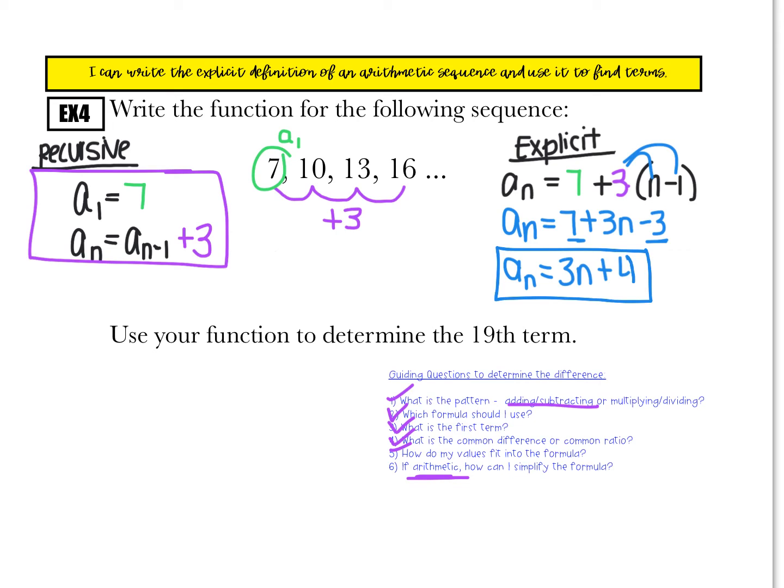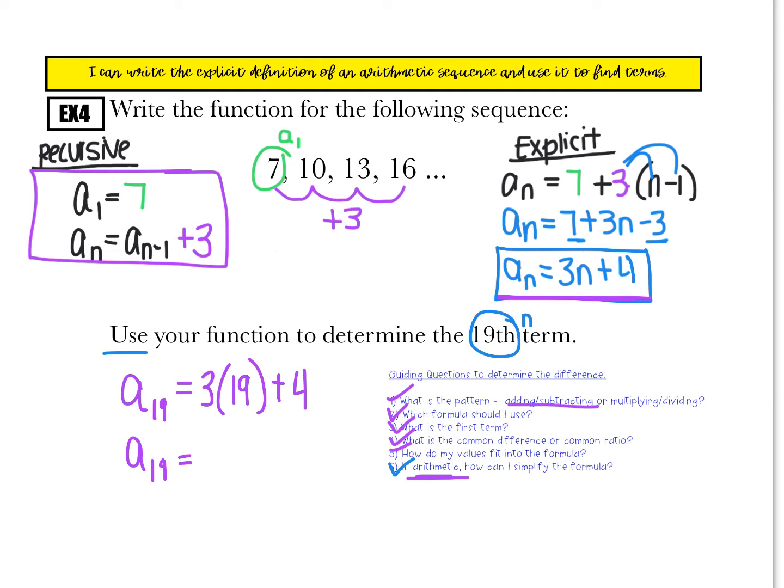So I have written both of my formulas, I've simplified, and now the last thing I need to do is use your function to find the 19th term. So 19th term is the position, so that is the n value. So it's going to be easier to use my explicit. So I'm going to say a sub 19. So all that's saying is the term value when the position is 19 is going to be 3 times 19 plus 4. So a sub 19 is 61.